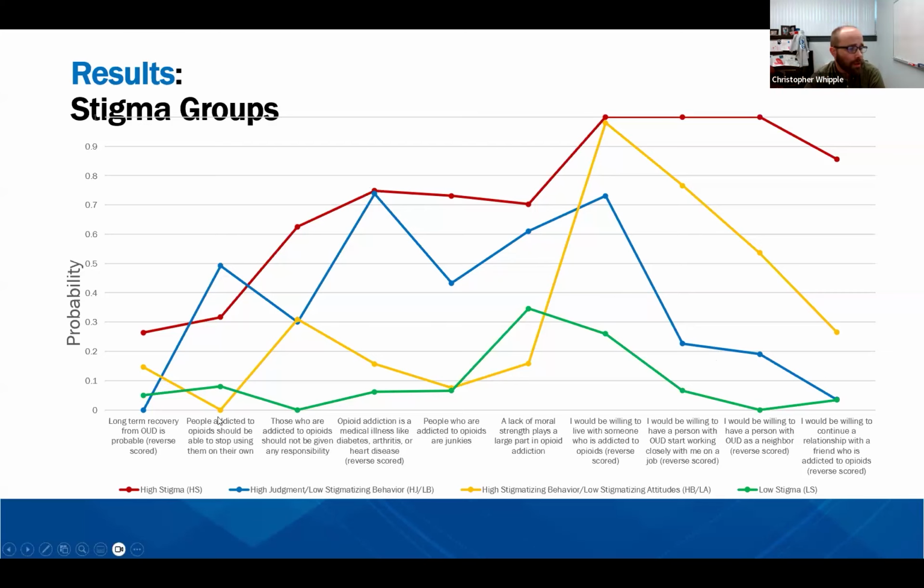The yellow line represents people who had relatively low levels of stigmatizing ideas and attitudes, but high levels of stigmatizing behavior. So they weren't stigmatizing in how they thought about people with opioid use disorder, but they didn't really want to be around them as much as other people. So that was our high stigmatizing behavior, low stigmatizing attitudes group. And then this green line is our group that was low on most everything. They had low levels of stigma for attitudes and behaviors, and they were pretty willing to engage with people with opioid use disorder in various relationships.